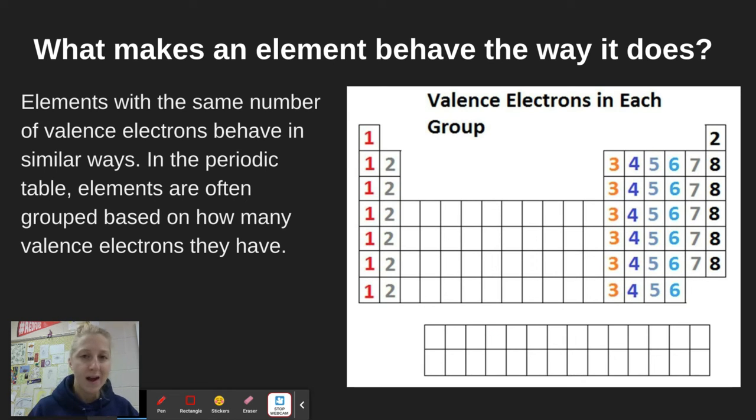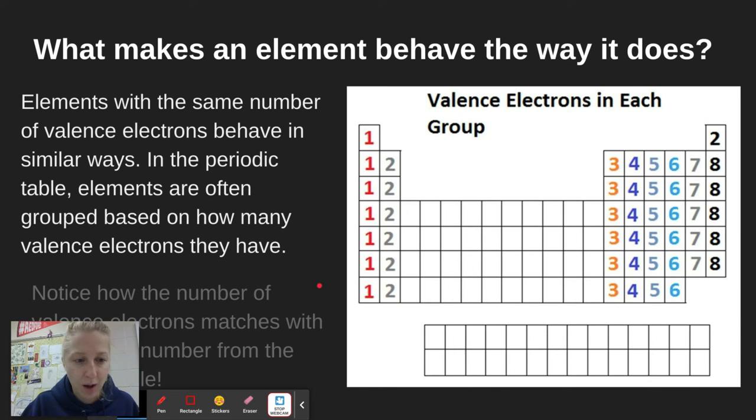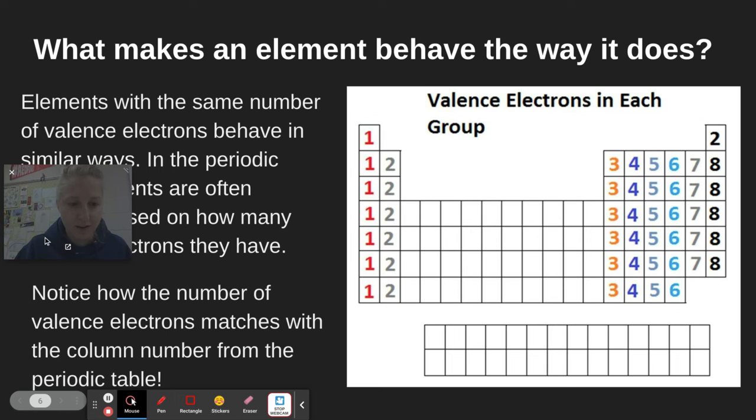There's not much of a pattern here, and so it's a little bit too complex for what we are doing in this class, but we will start back up on this side of the table over here where a pattern does pick up again. Now you'll notice on your tiny periodic table that everything that has 3 valence electrons is in group 13. Everything that has 4 valence electrons is in group 14. So they kind of match up. Notice how the number of valence electrons matches with the column number from the periodic table. So it's just something that you're going to want to keep in mind, all right?